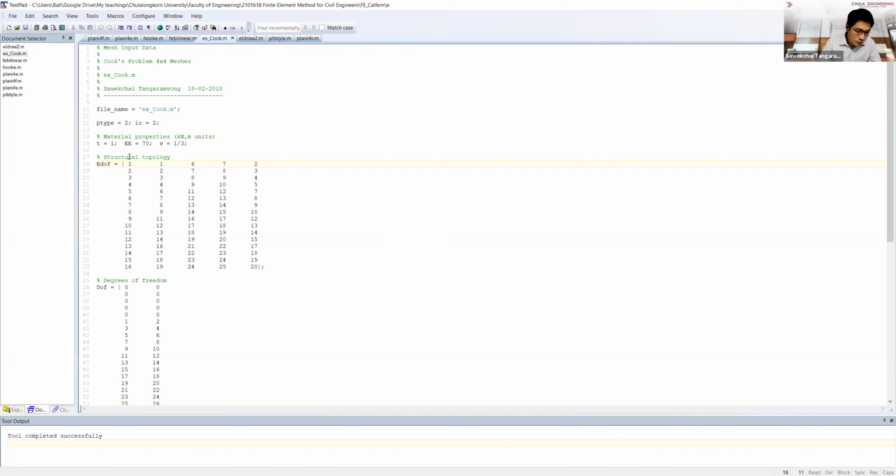The first column here, listen to me first. This is the first column. What does it tell you? This is the element number.